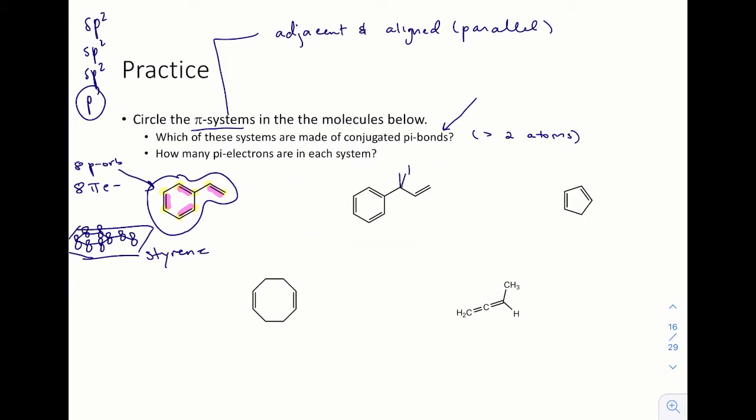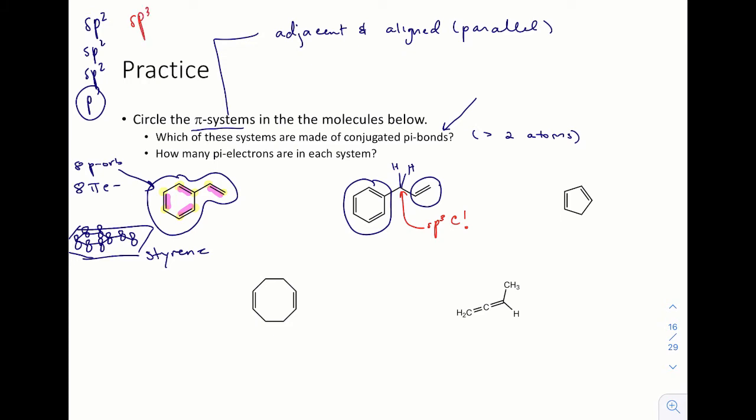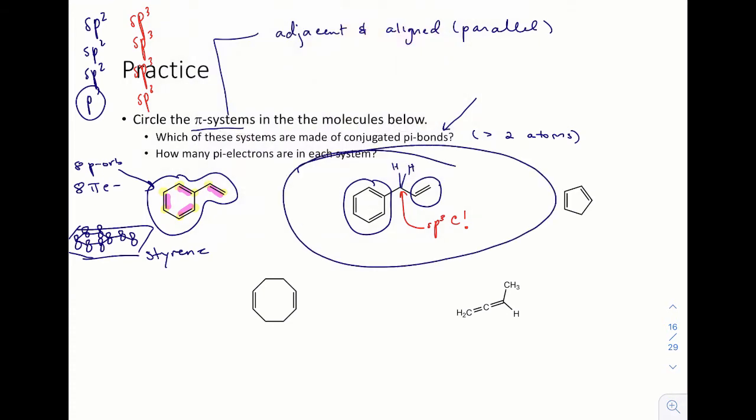This molecule has 2 distinct isolated pi systems. There's the ring, and there's this double bond. This sp3 hybridized carbon in between breaks up those 2 pi systems. sp3 carbons do not have p orbitals. The s atomic orbital and all 3 2p orbitals have been used to make the hybrid orbitals. No leftover p, then no pi bonding. So there are 2 isolated pi systems in this second molecule.